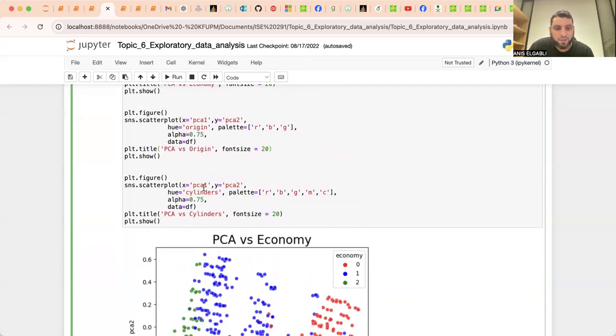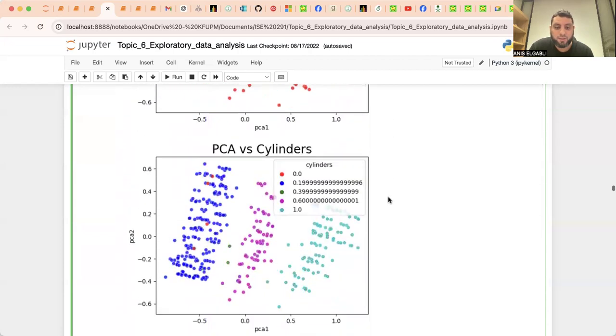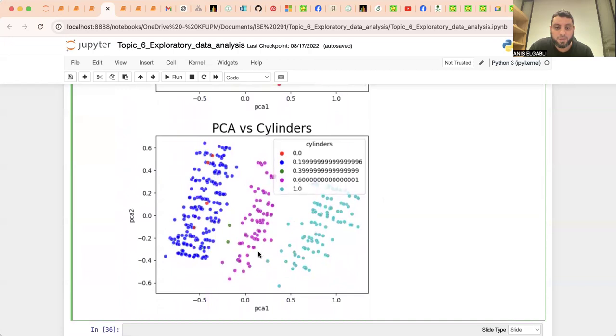So here BCA1, BCA2, and we use cylinders for the hue. You look at this, there is better separation here, right? Because actually the number of cylinders was used to compute or build these BCAs.